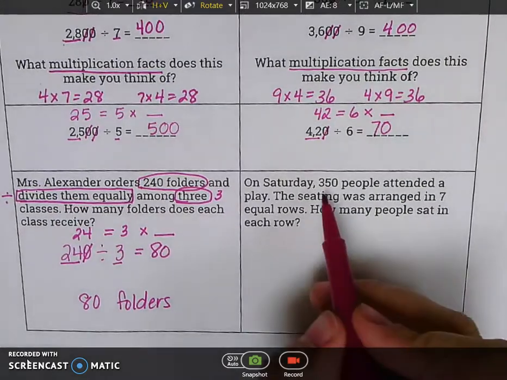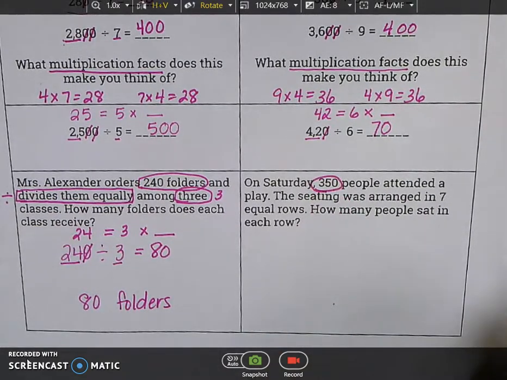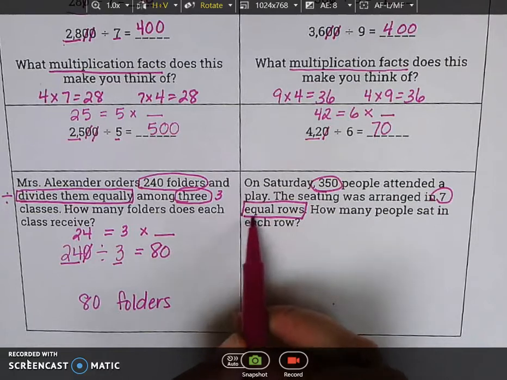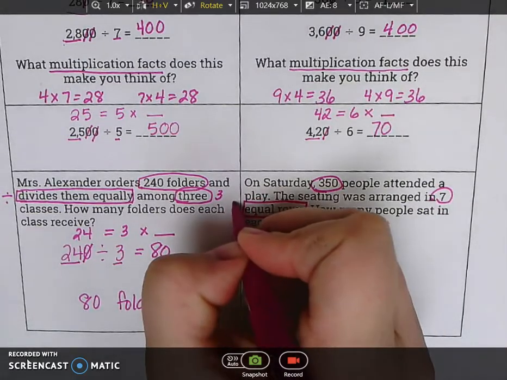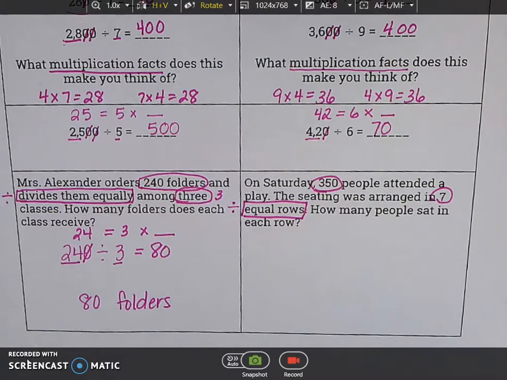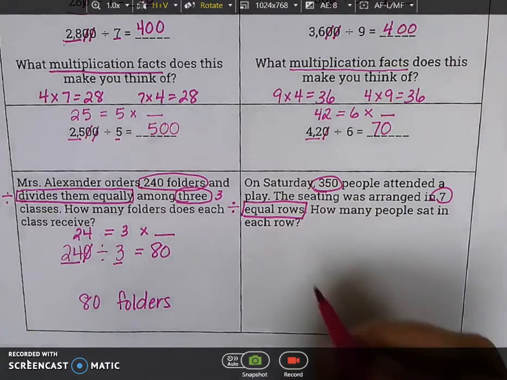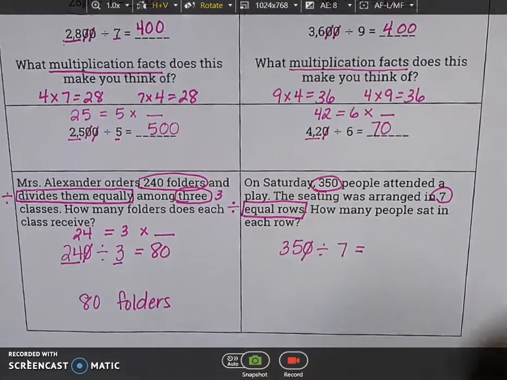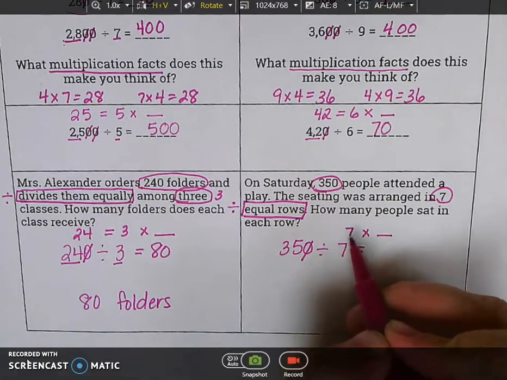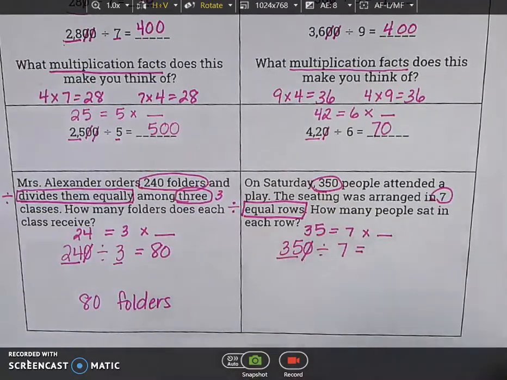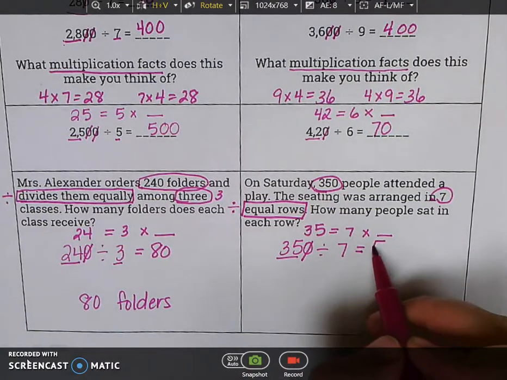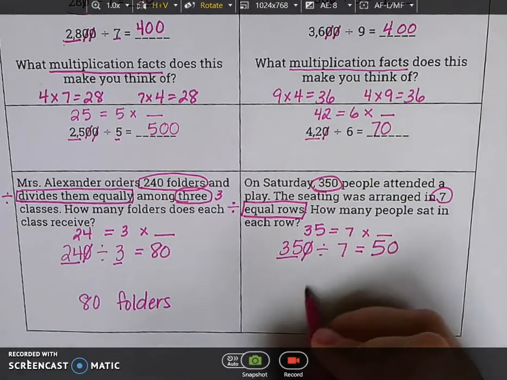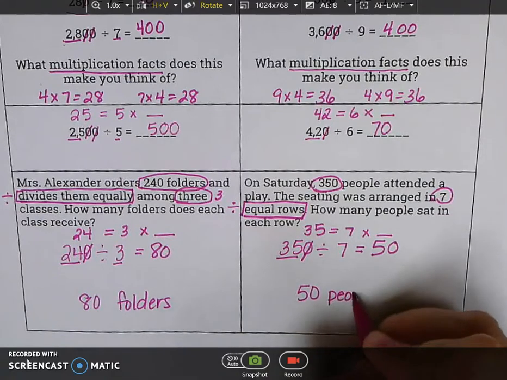And lastly, on Saturday, 350 people attended a play. The seating was arranged in 7 equal rows. So again, that word equal is playing an important part because division is dividing into equal groups. So this would definitely be division. How many people sat in each row? So 350 divided by 7 equals, forget that 0 for a second. So I'm thinking, what times 7 equals 35? Because I've got my 35 left here. And that number should be 5. 5 times 7 equals 35. And don't forget to add your 0 back on, 50. So the answer would be 50 people in each row.